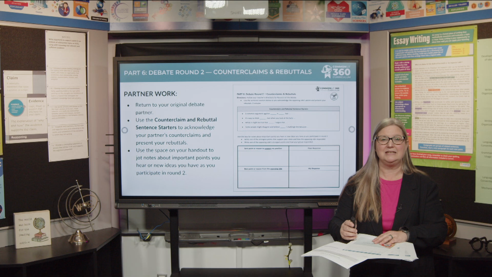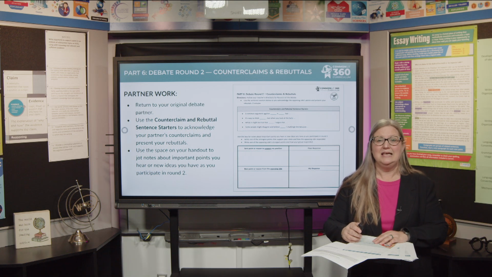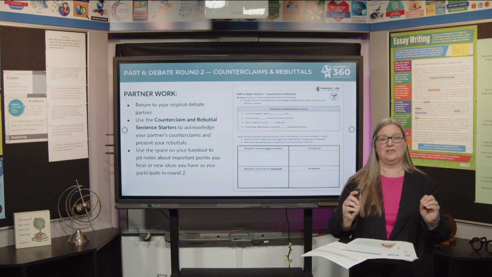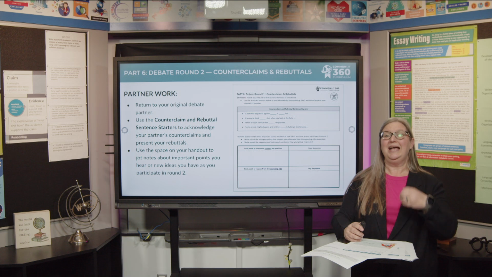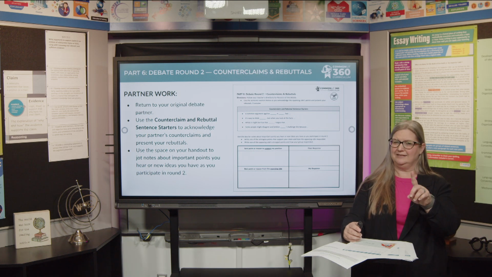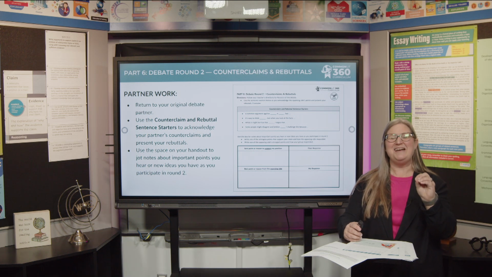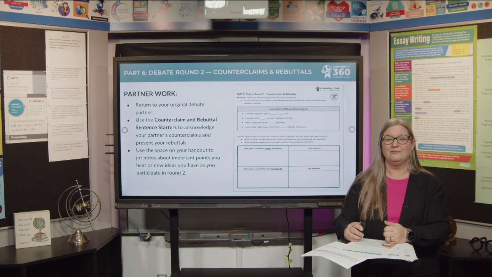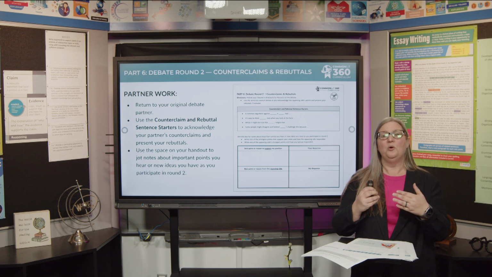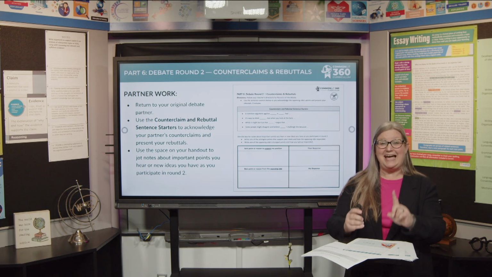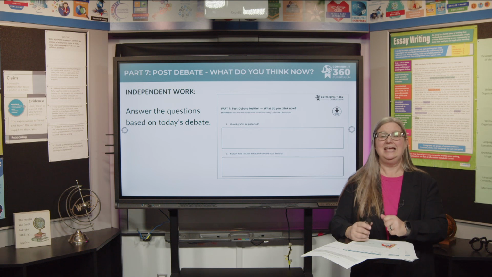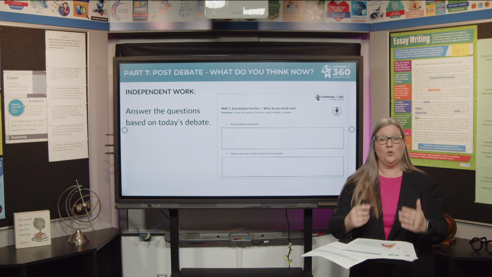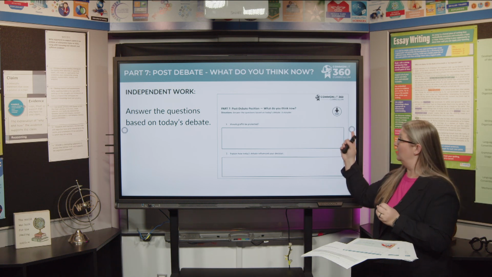Part 6 is looking at those counterclaims and rebuttals. So make sure that you complete the handout for that piece, and you can do that with your partner. The last thing that we're going to do today is think about the question of the debate.